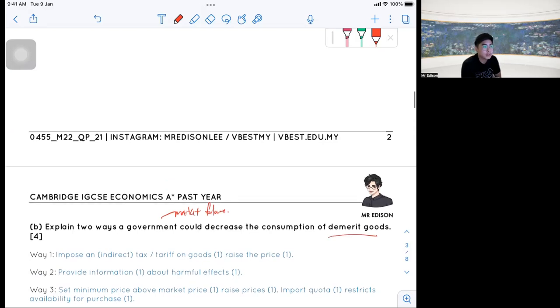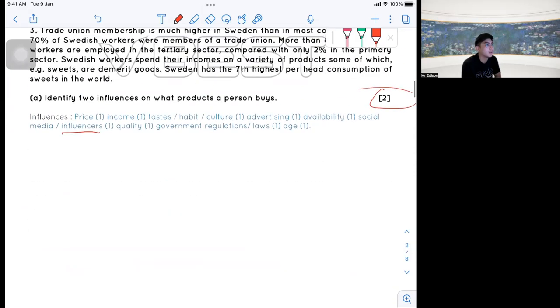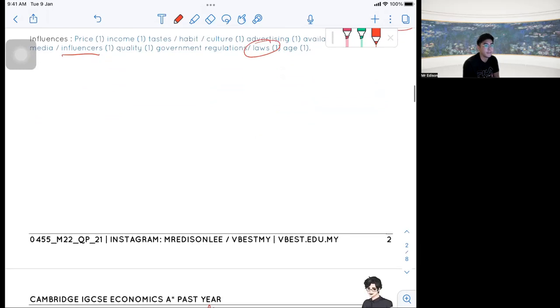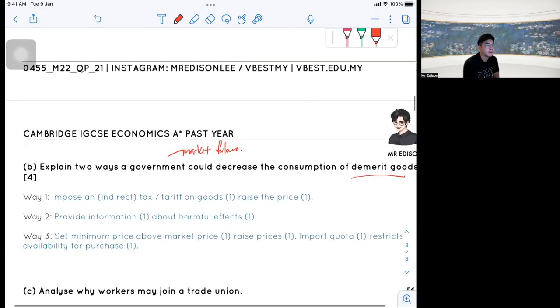Why, just now the question, why law? Law because sometimes they just don't allow you to buy something. Like in Singapore, you cannot buy chewing gum, right? Right or not? Law. Okay.